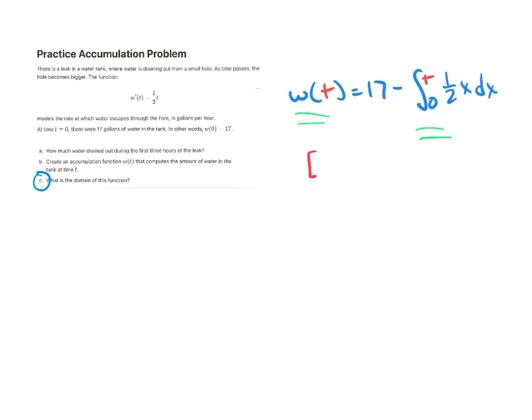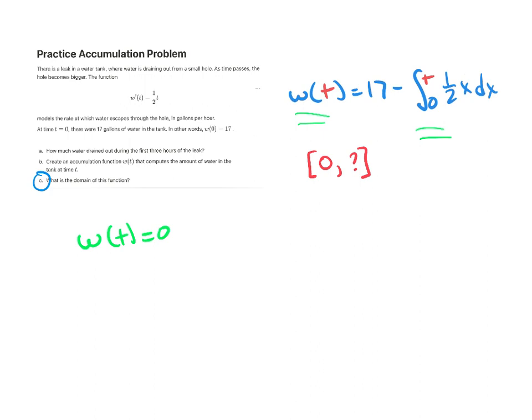So I think you'll agree the lowest time we can put in is 0. So for our domain, we're going to have 0 be the bottom boundary. What we're really trying to find is when is the thing empty, because that'll be our upper boundary. Well, to do that, let's just think this through. We just need to know when the amount of water in the tank is 0. So in other words, we need to solve W of t equals 0.